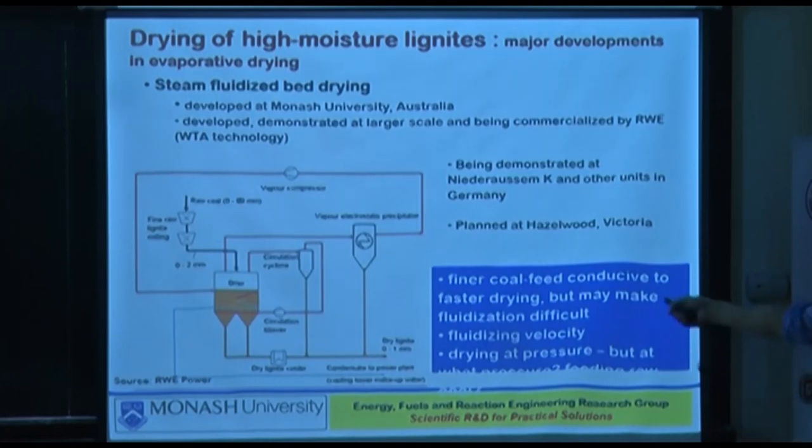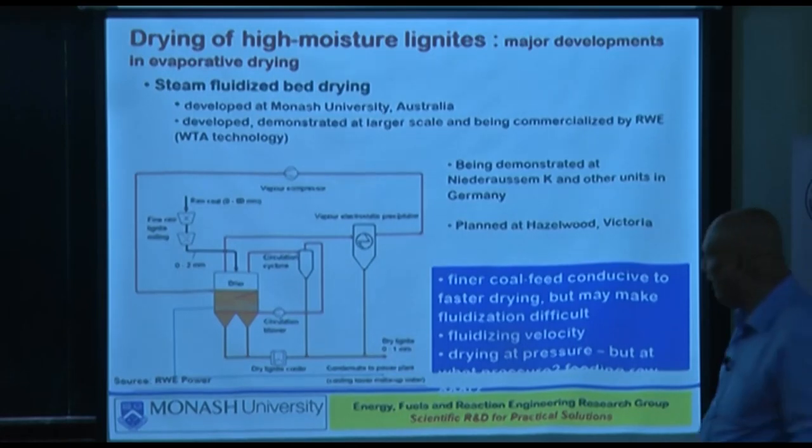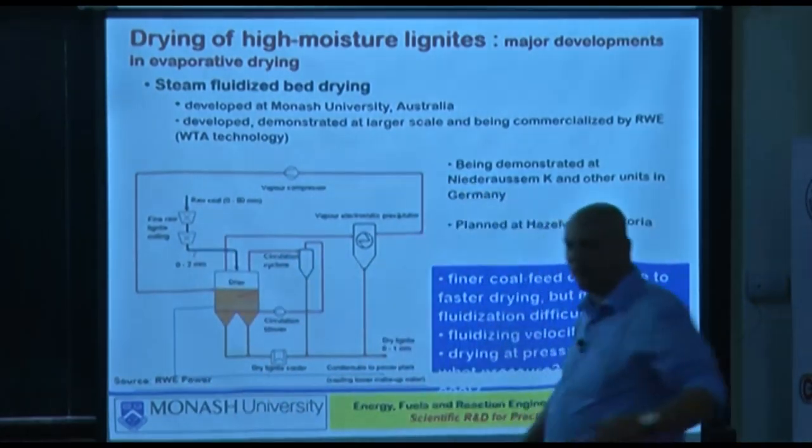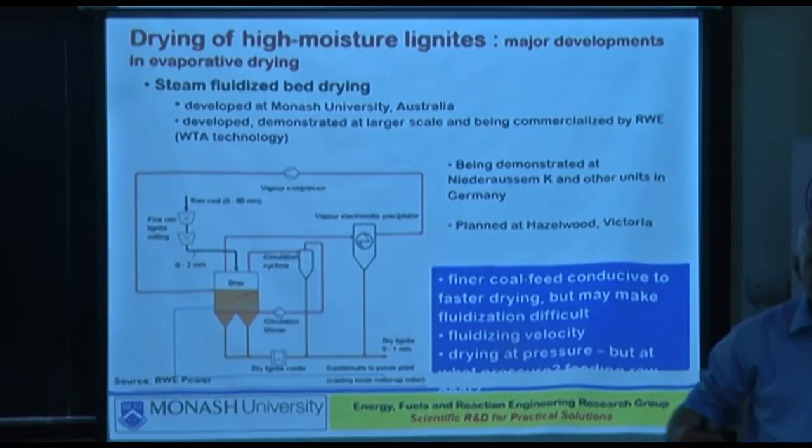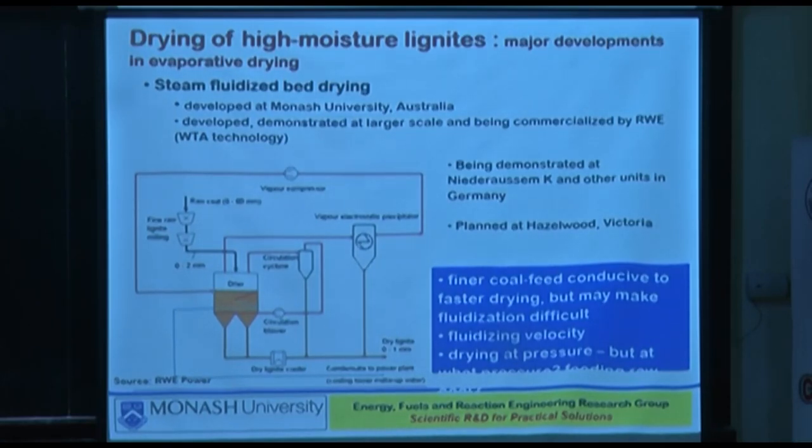The other point to remember here is that finer coal feed is conducive to faster drying, as you would imagine. If the coal comes here in milled form, then it will dry faster because it's smaller. But that will make fluidization difficult inside the dryer, as you would expect. Fluidizing something which is very fine, even though it will take less drying time, keeping it fluidized in order to get the drying done efficiently is not easy. So there is an optimum in drying pressure, as I have said.